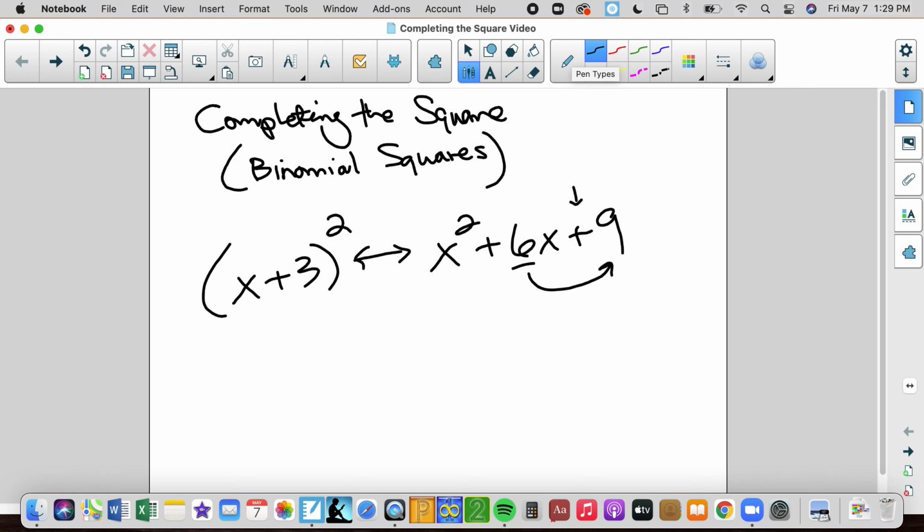There's a couple. Remember, there are four characteristics. A and c are perfect squares, and the middle term is 2 times the square roots of a and c. But that's factoring. So we just want to know, how can we recognize the relationship between these two values? If you take half of b and square it, it'll equal c. That is the important thing.